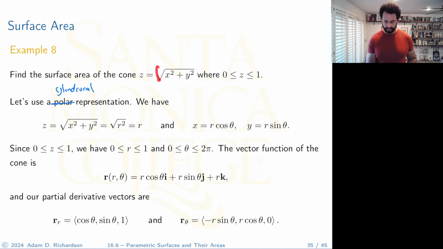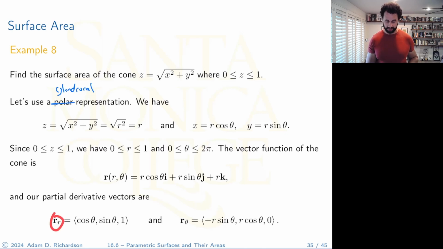So when we do that, we have this parameterization. Z is just R, because this is just equal to R. And then X is good old R cosine theta, Y is R sine theta. And then since we know Z has to be between 0 and 1, that means R is going to be between 0 and 1. And then since we're doing the whole cone, theta is going to go from 0 to 2 pi. So now we have the bounds of our integration. So a vector function for the cone is given by this. And now we can compute our partial derivatives, compute their cross product, find the length of that cross product, and so on.